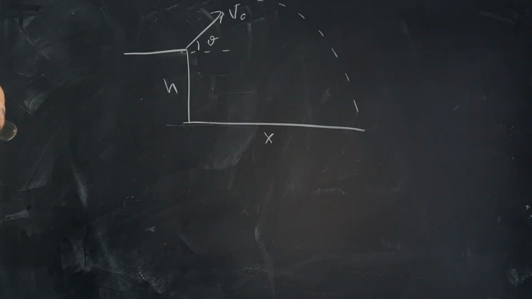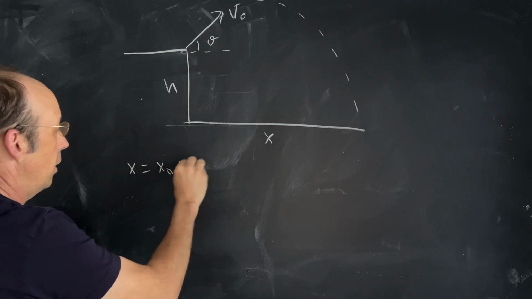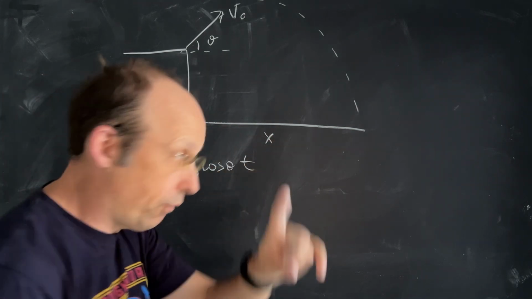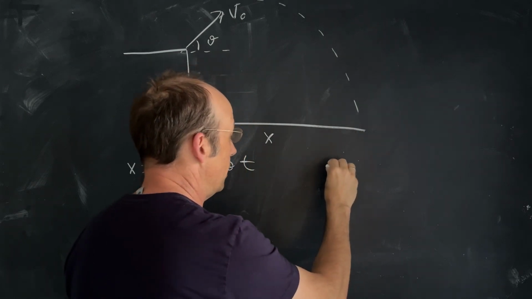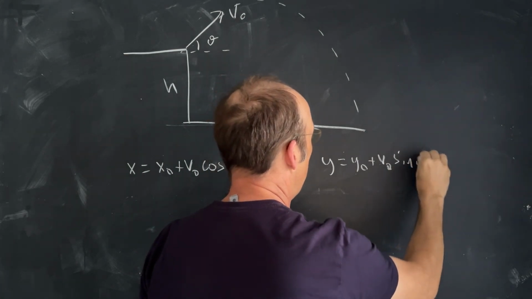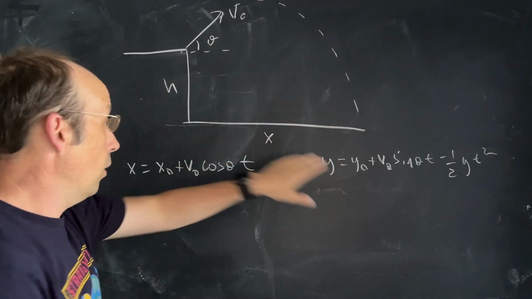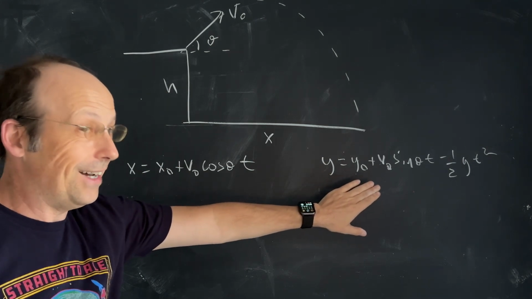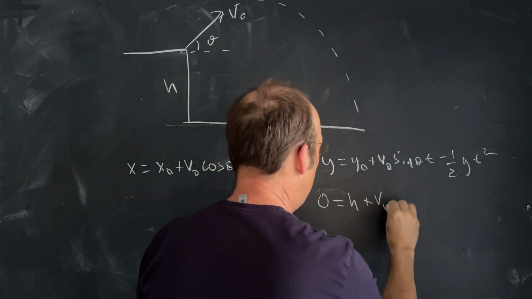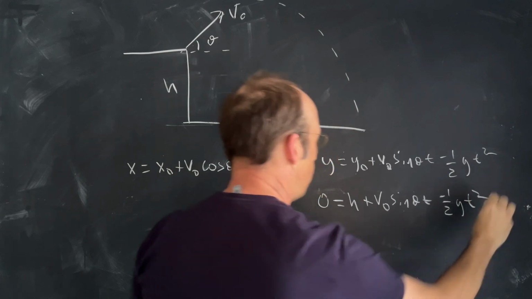Well, the difference here is that the x motion is the same. I still have x equals x0 plus v0 cosine theta t. In the y direction, the final y is 0. Let me write down the equation. y equals y0 plus v0 sine theta t minus 1/2 g t squared. Now, the final y is 0, but the initial y is not 0, it's h. So I get 0 equals h plus v0 sine theta t minus 1/2 g t squared.